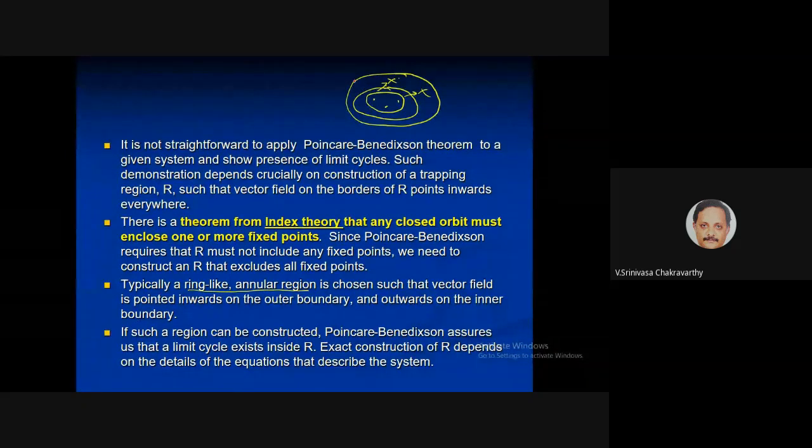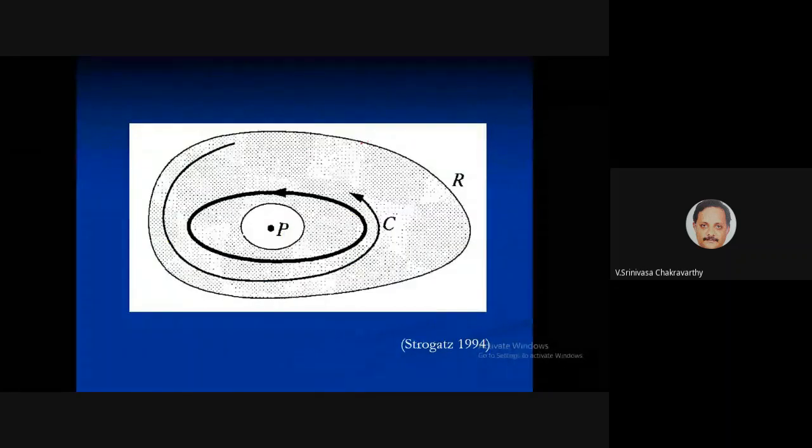So I'll choose a region R, which is more like an annulus. Look at this whole region between the two red loops. It's an annular region, and it doesn't have any fixed point, because whatever fixed points are there inside the limit cycle, I will enclose them with a loop. Now I'll draw another loop outside the limit cycle, and I'll define my region R like this annulus. In this picture, I'm just showing one fixed point inside, and this gray zone is the annulus, and that's my region R.